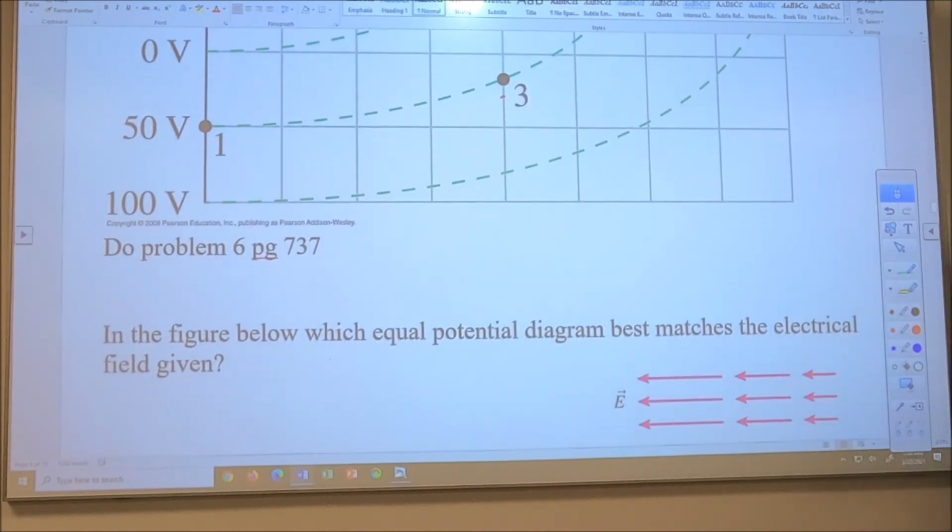Now, let's think about problem 6 at the end of the chapter. No, wait a minute. Problem 6. Yeah, let's look at problem 6, the end of the chapter.